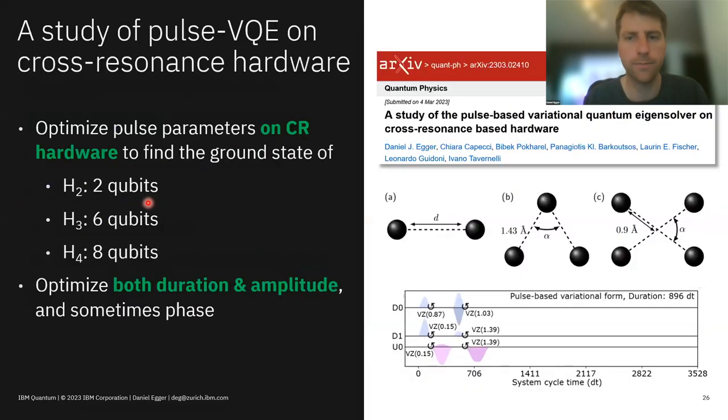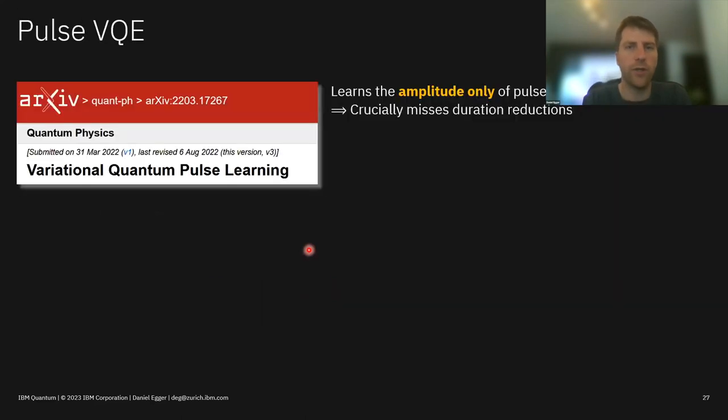our hardware. So I'll be going over this paper here. And what this is showing is a study of the pulse-based VQE on our hardware with these 3 molecules. The H2, which requires 2 qubits, the H3, which requires 6 qubits, and the H4, which requires 8 qubits. And in these cases, I will show you that we were able to reduce the duration of the pulse schedules and get better results for the energy.